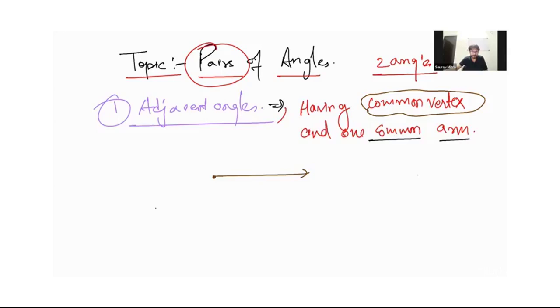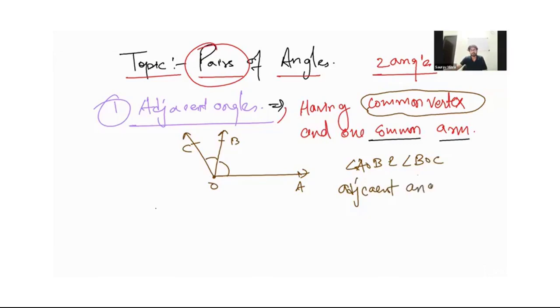If I draw a line like this, and say this is A, O, this is B, this is C, then angle AOB and angle BOC are adjacent angles. They have a common vertex and one common arm. So these two pairs are adjacent angles. We will call them adjacent angles.